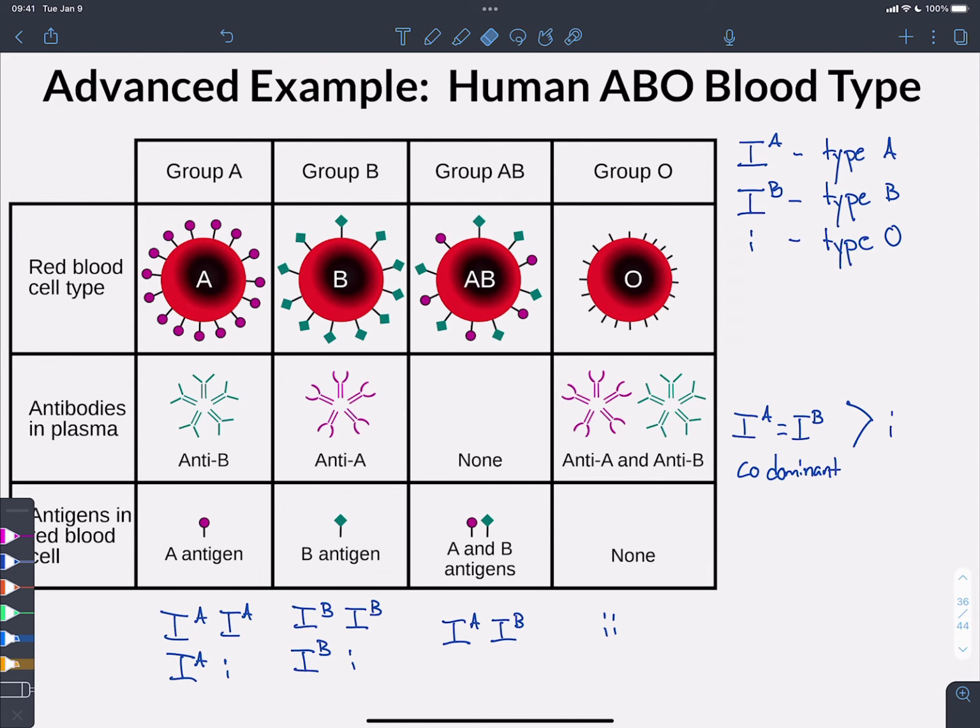Same thing if you're type B. You can get blood from other people who are type B, and you can get blood from people who are type O, but you can't get blood from people who are type A.